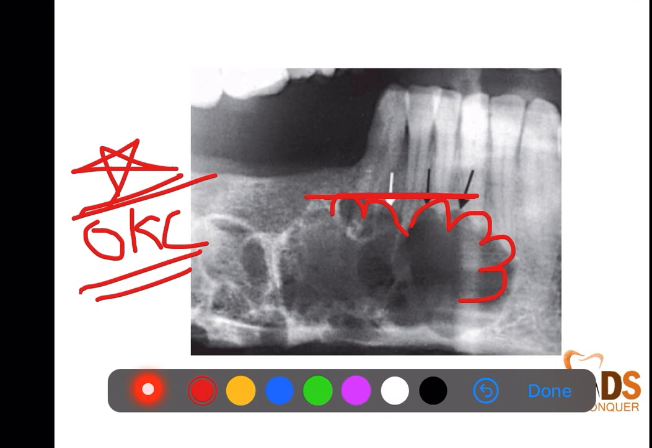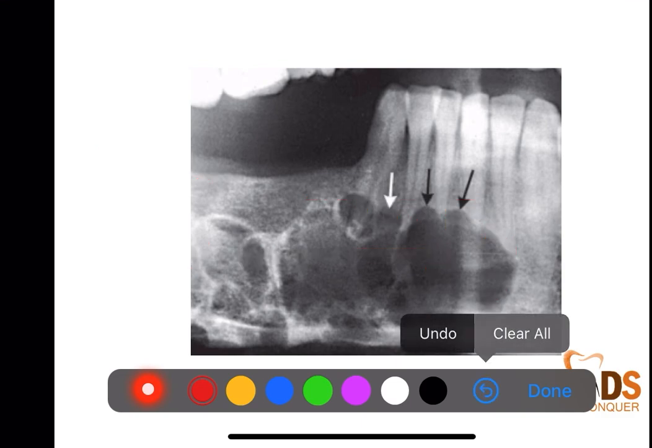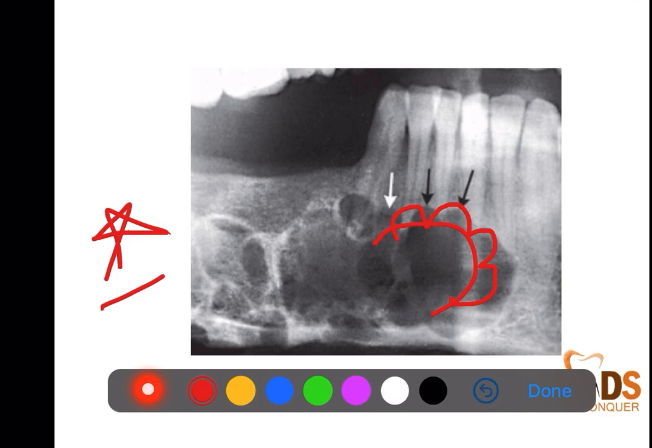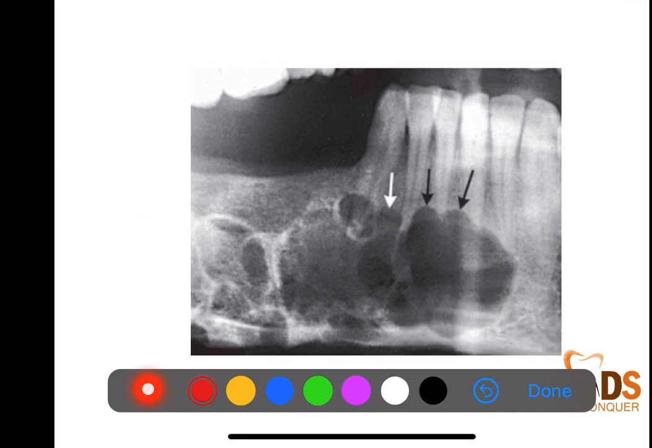There will not be much resorption of the roots, or much expansion of the cortical plate; especially the buccolingual expansion will not be there, only the anterolateral expansion will be there. Okay, so this goes in favor of OKC. If you see scalloped margins, directly you can go for OKC. It's a very important finding for the OKC. Okay, so it is scalloped, right? So this is regarding the OKC.